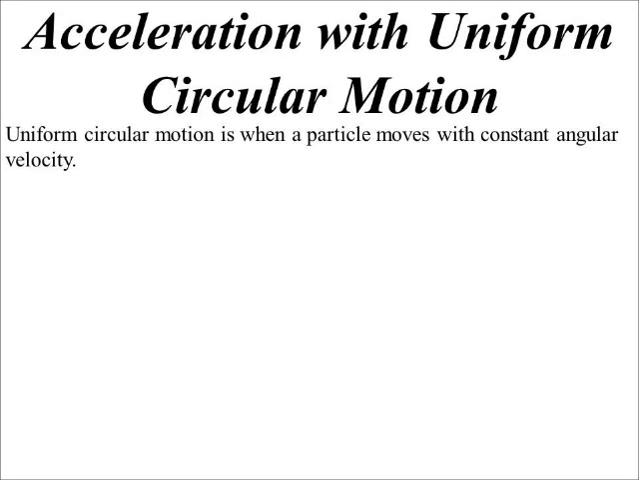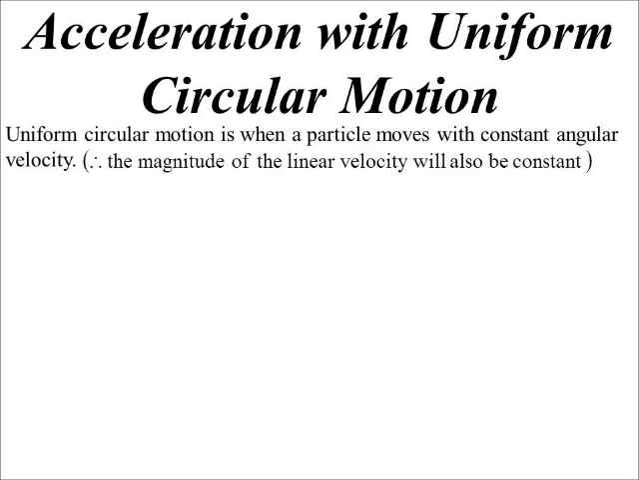So you might think, well, hang on, if there's no change in the angular velocity, how do you get acceleration? Well, the magnitude of the linear velocity will be constant, but that does not mean the acceleration is going to be zero, because there will still be a change in velocity, even though the speed is constant, because the direction of the velocity is changing.